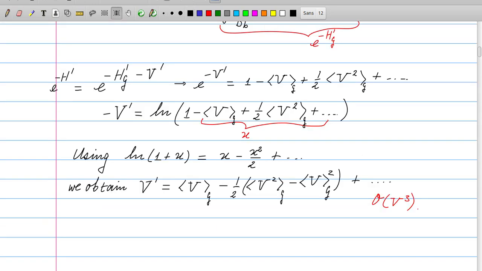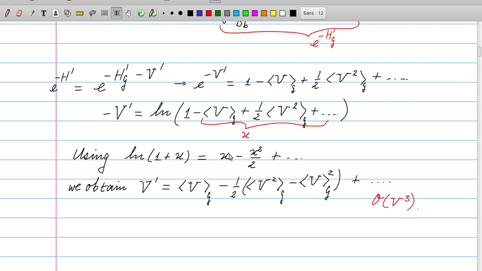Performing the Taylor expansion of the logarithm is straightforward. We do the logarithm of 1, which itself is 0, so the first term is proportional to x, and then we have minus x squared over 2, and then we have higher order terms. And using that, we obtain v primed is the Gaussian expectation value of v minus 1/2, the Gaussian expectation value of v squared minus v Gaussian expectation value squared. So this is the variance of v within the Gaussian expectation value.